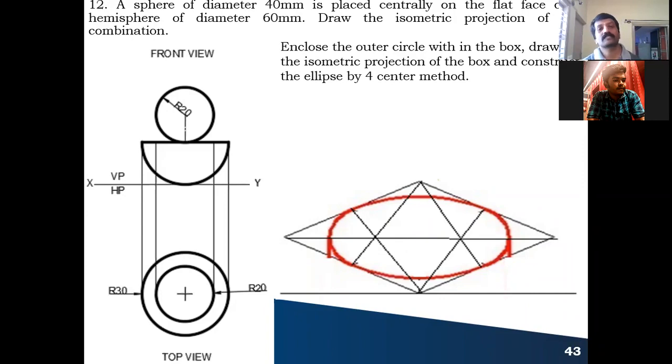So what exactly has he given? A hemisphere is there. Above the hemisphere, on the flat surface of the hemisphere, the sphere is placed. Yes. So for this, let me draw the top view and front view.